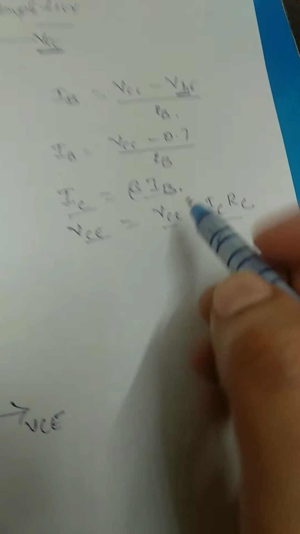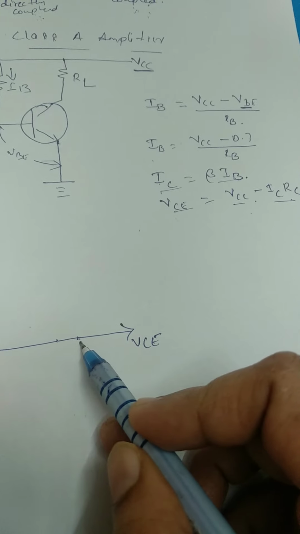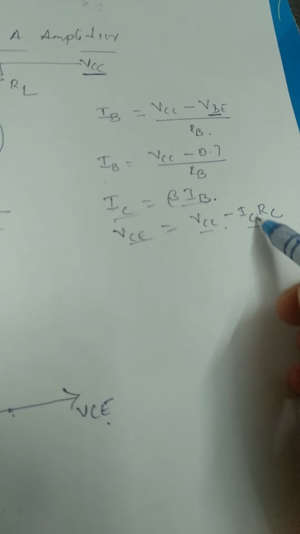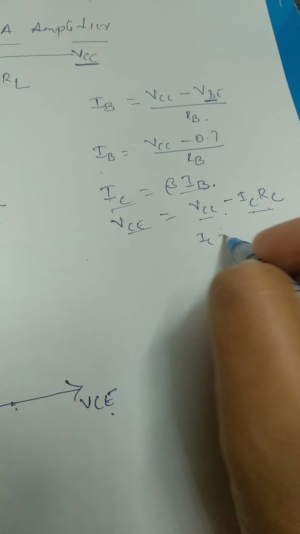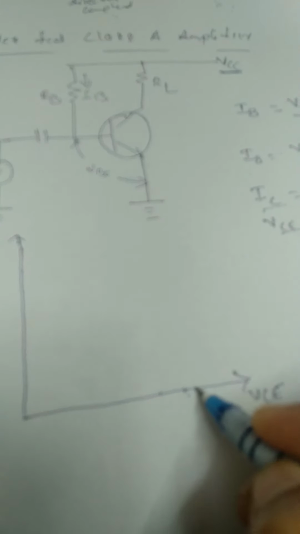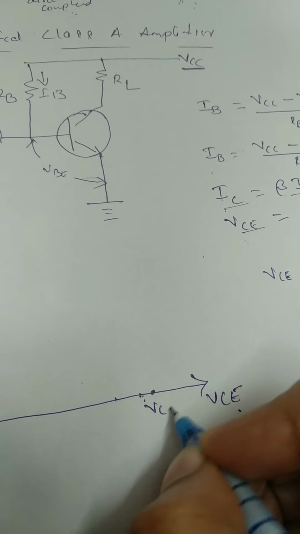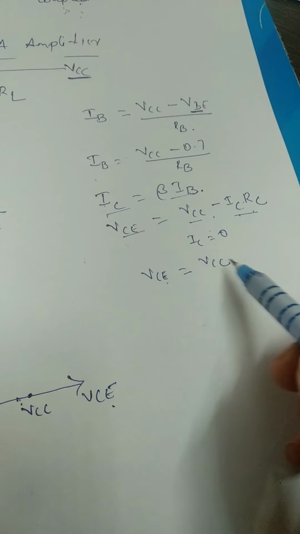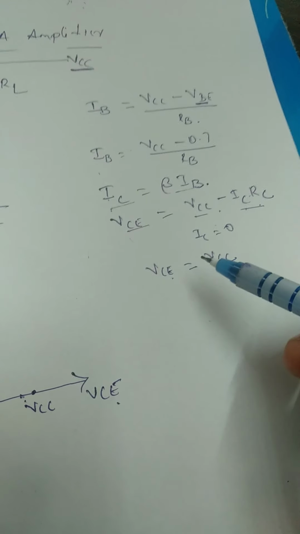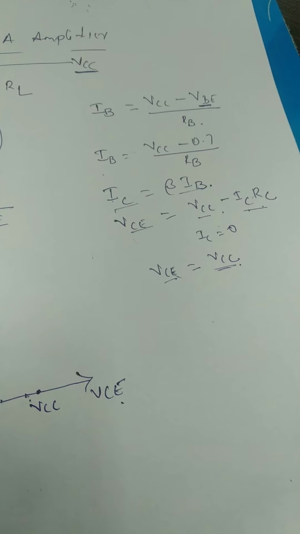We have the equation VCE is equal to VCC minus IC RC. To find the intercept on the VCE axis, we need to make IC equal to 0. Therefore VCE becomes VCC. This is the point where the load line intercepts the x-axis, that is VCE, which will be equal to VCC. When IC is equal to 0, VCE is just VCC, that is, when no current flows in the transistor.